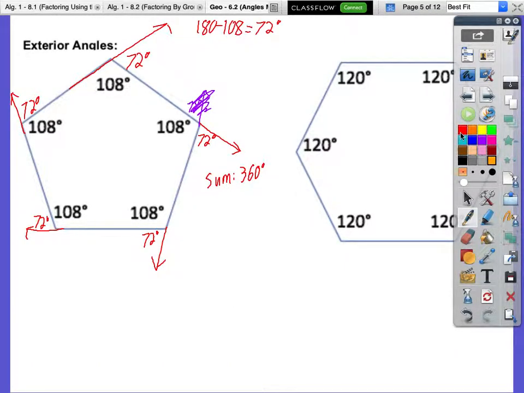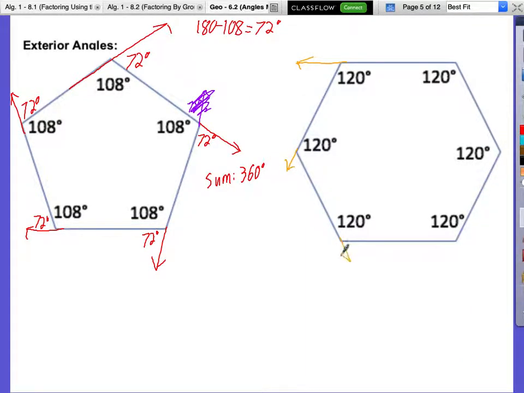I want you to do the exterior angles for these as well, and add them up. Can I go the other way just to be sure? Do the exterior angles for these and add them up.